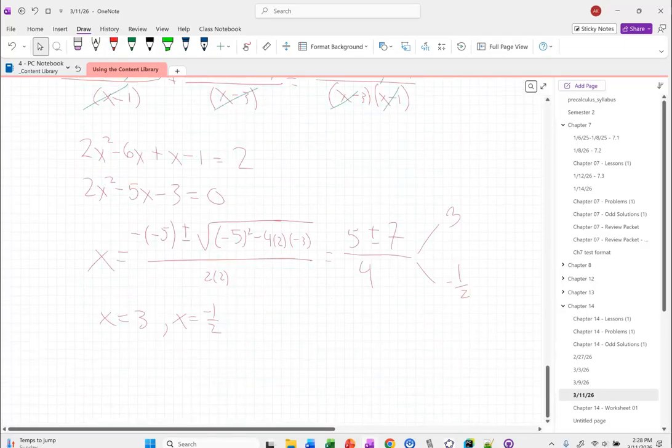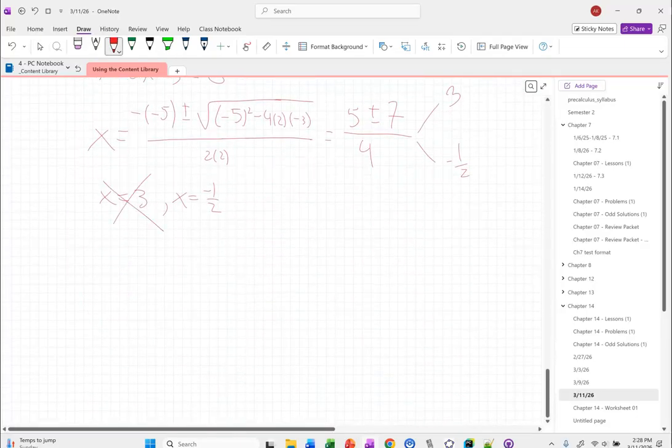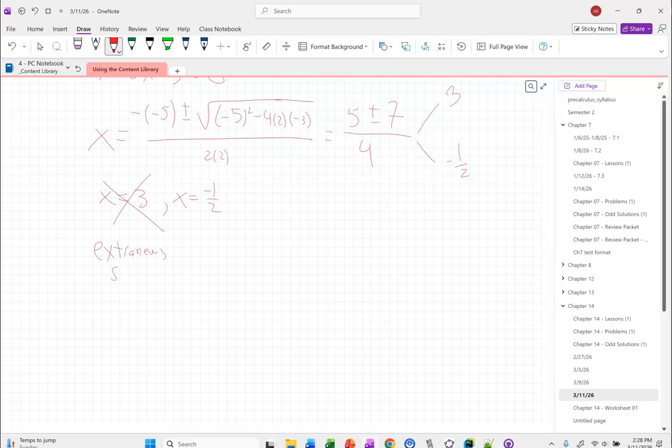If negative 3 gives me a 0, that's what we call an extraneous solution. We cross it out. We just keep the one that doesn't give us a 0 denominator. What would we write if all of our solutions are extraneous? No solution. Bingo.